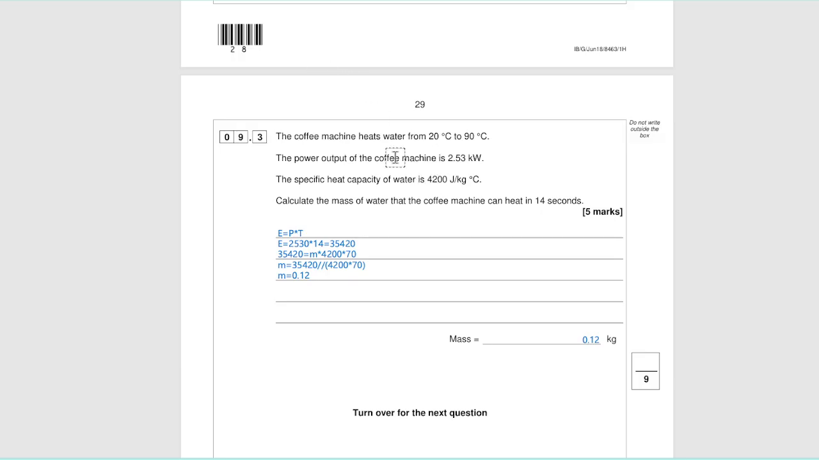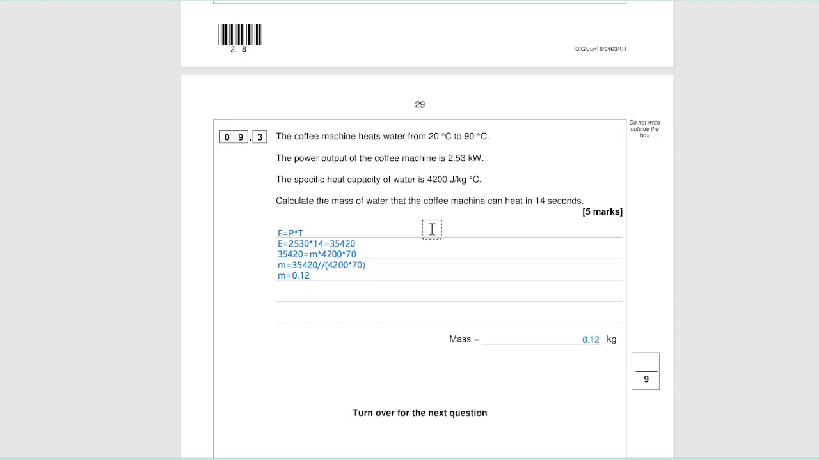And then we're given a rather, well, I say a rather hard 5 marker. The coffee heats water from 20 to 90 degrees Celsius. The power output of the coffee machine is 2.53 kilowatts. The specific heat capacity is 4,200 joules per kilogram. Calculate the mass of water that a coffee can heat in 14 seconds. So what we first need to do is work out the energy, and energy equals power times time.